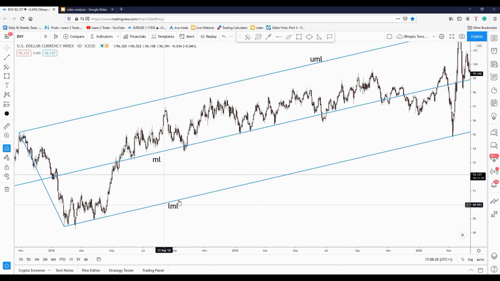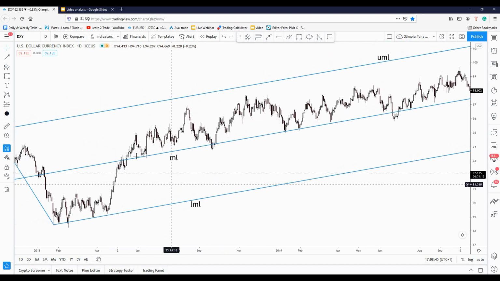The lower medium line could be used as a dynamic support level, and you can try to identify buying opportunities when the price reaches the lower medium line, retests the lower medium line, or when it makes false breakdowns below the lower medium line. And when the price is traded above the medium line, you can also look for long entries if the price retests the medium line with a potential target at the upper medium line.